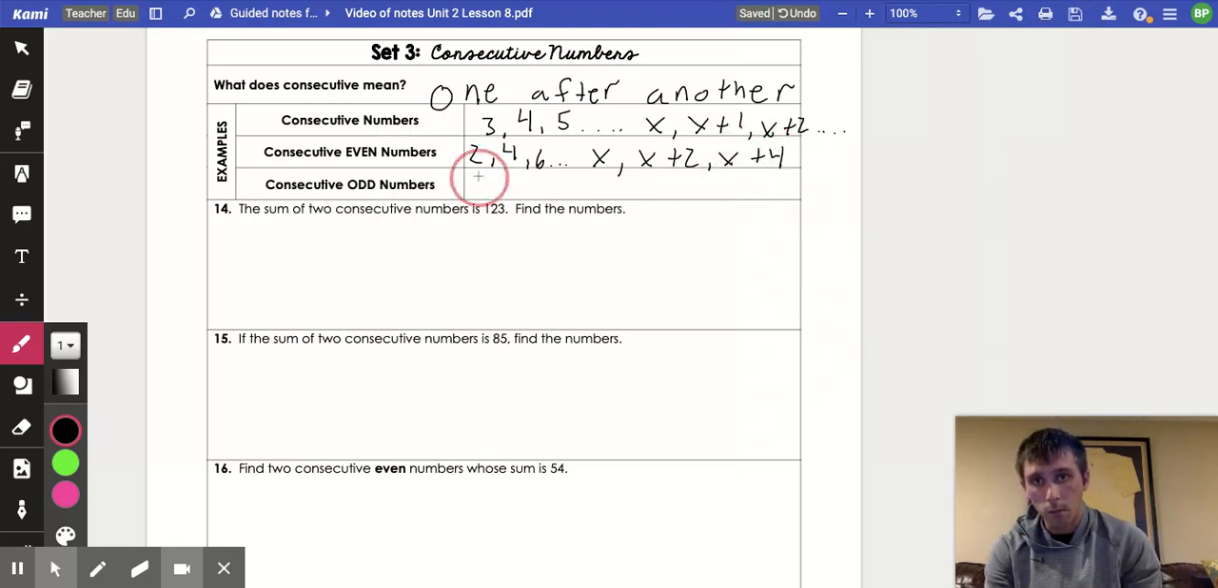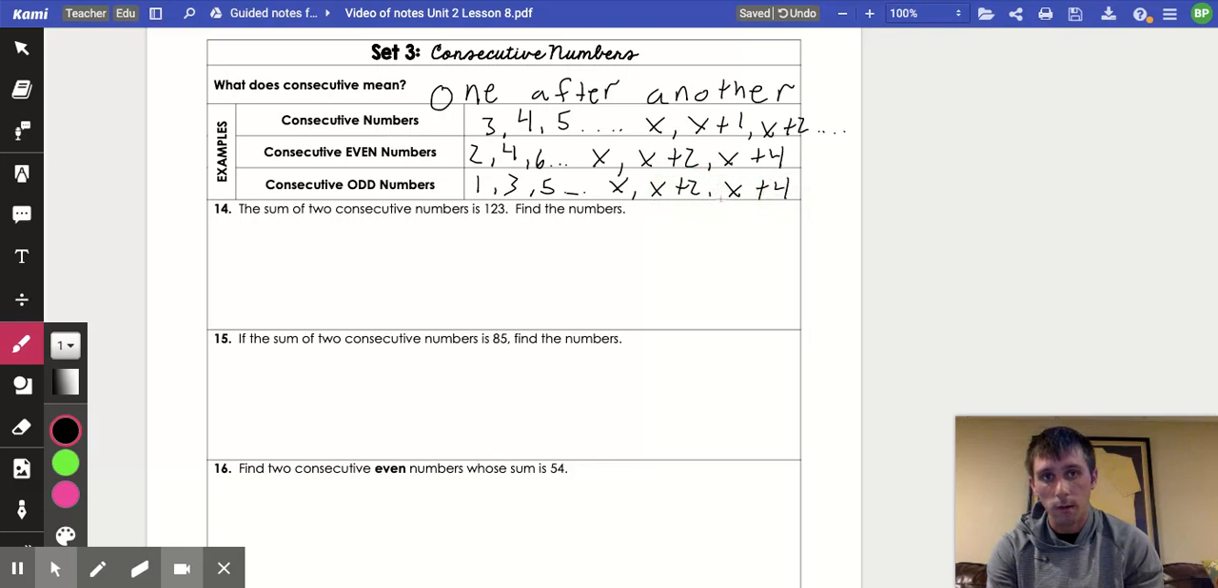And then odd numbers, 1, 3, 5. Now, how do you do these? It's the same way as the evens. Even though it's odd numbers, you just add 2 each time: x, x plus 2, x plus 4, and so on and so forth.